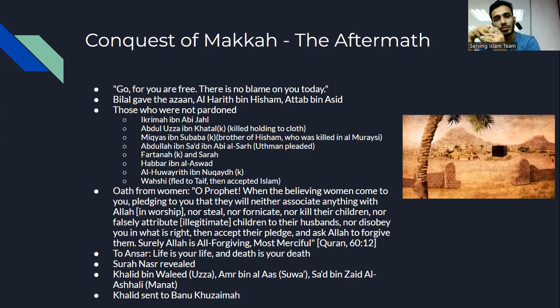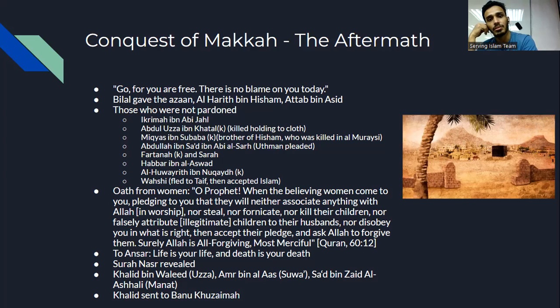And then two of the noblemen of the Quraysh, Al-Harith bin Hisham and Attab bin Asid, look at Bilal, and Abu Sufyan was there with them as well. Attab bin Asid says, thank Allah that my father is not alive today to see this. He is basically saying that it is such a humiliation for us that a black man is going on the roof of Kaaba. It is a humiliation for Quraysh.